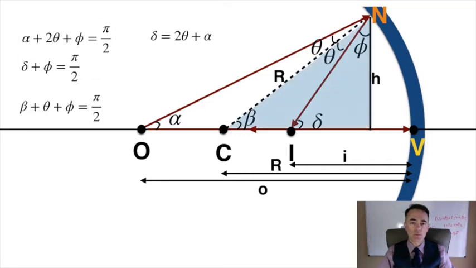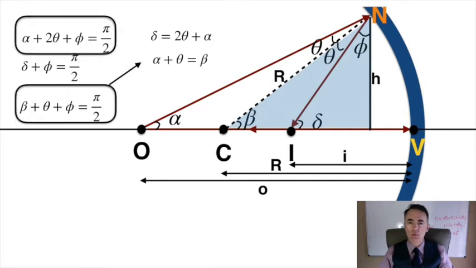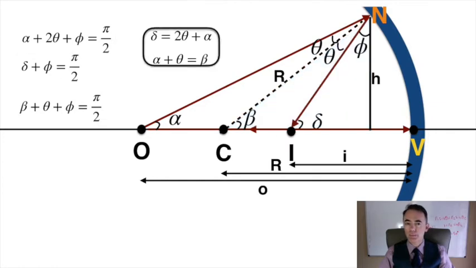If we do the same for this third triangle, and we combine with previous results, we get that beta is equal to theta plus alpha. Take a moment to verify it. We now can combine these two equations as delta plus alpha equal to 2 beta.